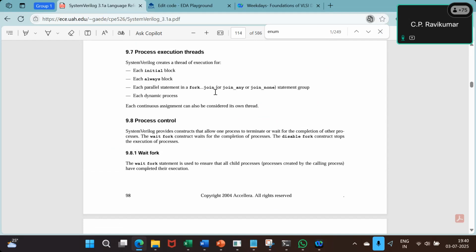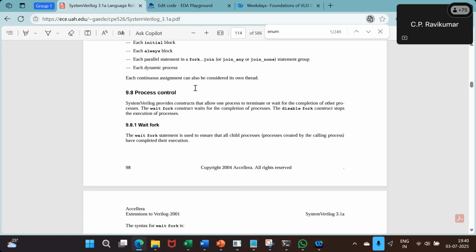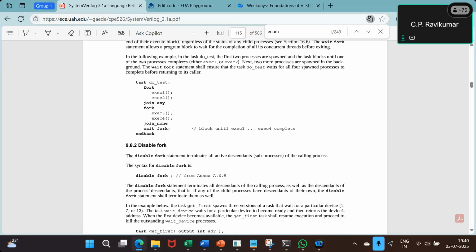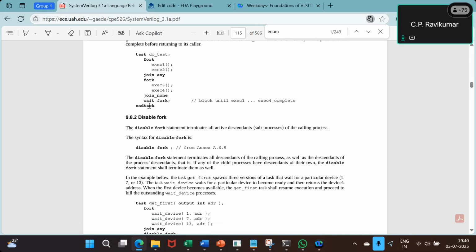So this is their execution model. It creates a separate thread of execution for every initial block, every always block, and whenever it comes across a fork join statement. So we could do something like this. So fork, and either you are allowed to say join, join any, or join none. So all these three are supported.